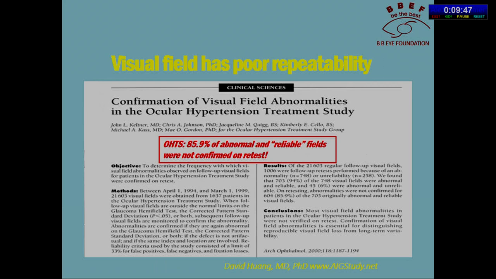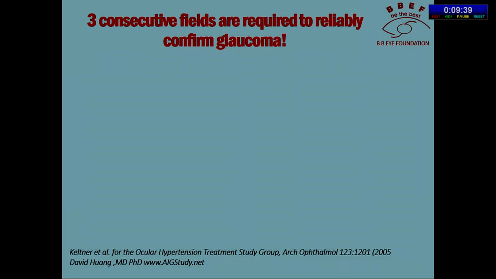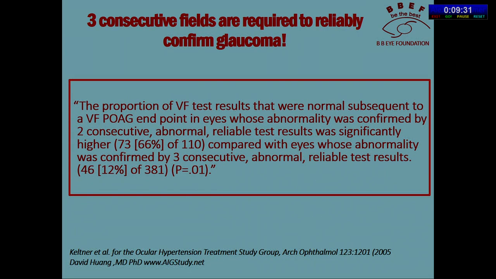As per the OHTS study, it has been found that 86% of the abnormal and reliable fields were not confirmed on retest. We need at least three consecutive fields to get a reliable field. But again, the controversy is there. If we go for two consecutive tests of the abnormal and reliable test, it has found 66% are there. And when I go to three consecutive tests, it is down to 12%. So there is a discrepancy between the tests, their results.